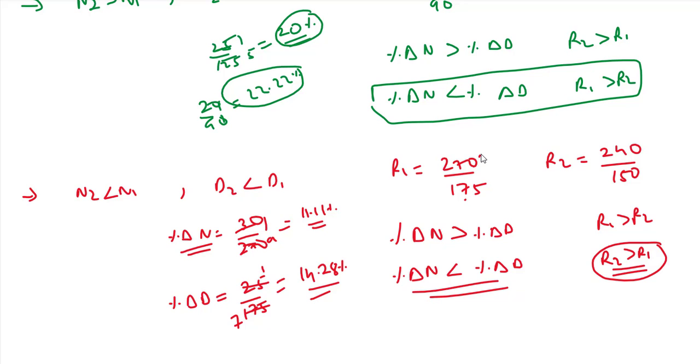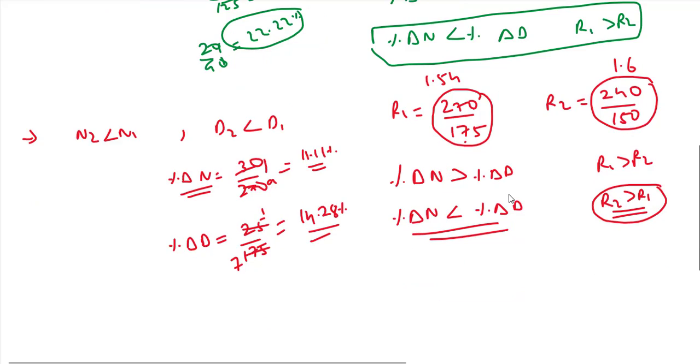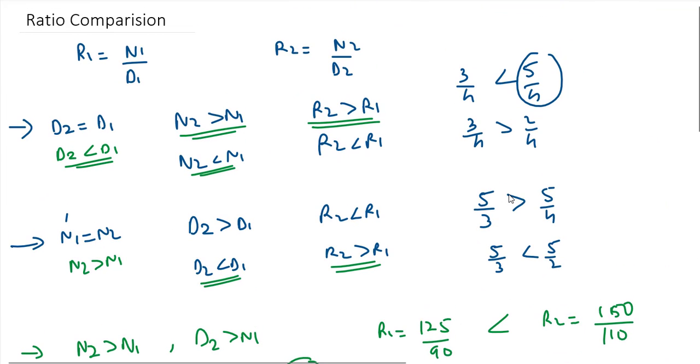You can check using the calculator. If you calculate this ratio 270 upon 175, it will come out to be 1.54. And if you calculate this ratio 240 upon 150, it will come out to be 1.6. So R2 is clearly greater than R1. So in this way you can compare two ratios.